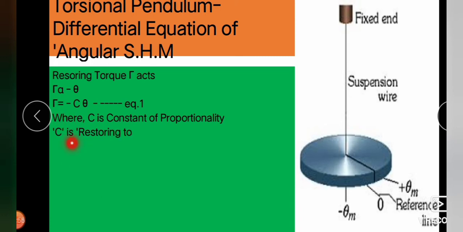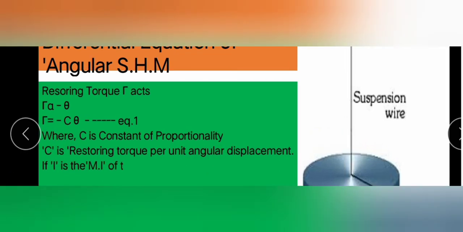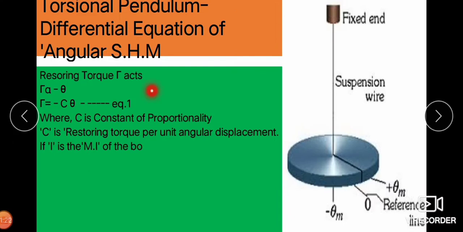From the rotational dynamics, we know torque is written as I alpha. If I is the moment of inertia of a disk and alpha is the angular acceleration of the disk, then the relation between torque, moment of inertia and angular acceleration is given by tau is equal to I alpha. Using this expression tau is equal to I alpha on the LHS of equation 1, we get I alpha is equal to minus c theta.